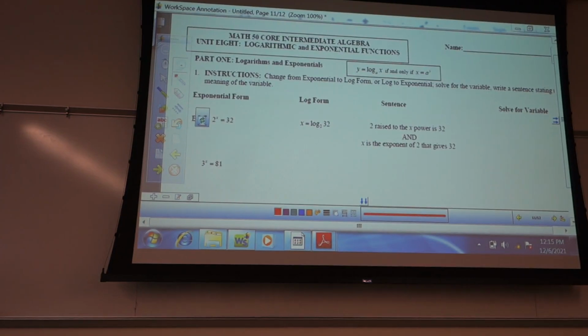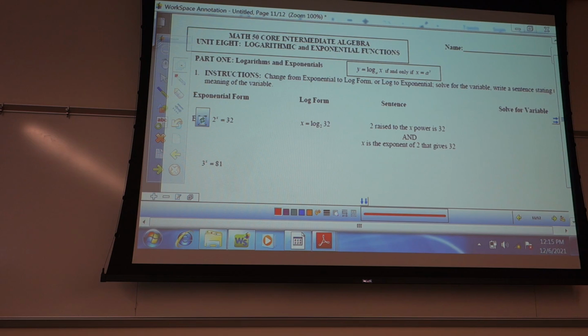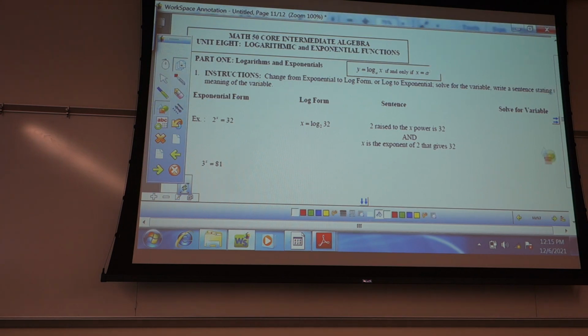So let's take a look at exponents. Exponents and logs are related. They're similar to how division and multiplication are related. They're kind of inverses of one another, but they relate in a sort of weird way. So let me see if I can explain it.